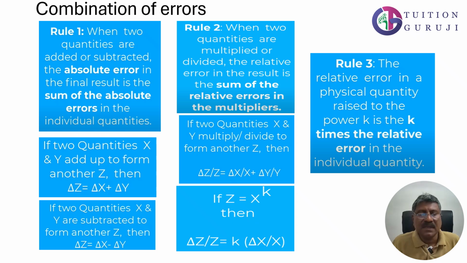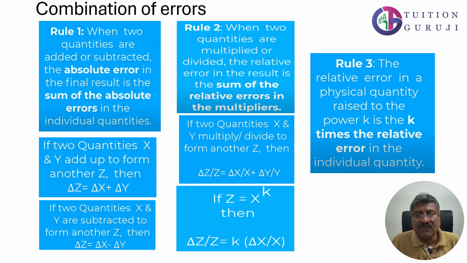That means delta z is equal to delta x plus delta y. Same is the case of subtraction also. If it is subtracted, delta z is equal to delta x minus delta y. Second rule, when two quantities are multiplied or divided, the relative error in the result is the sum of the relative errors in the multipliers.